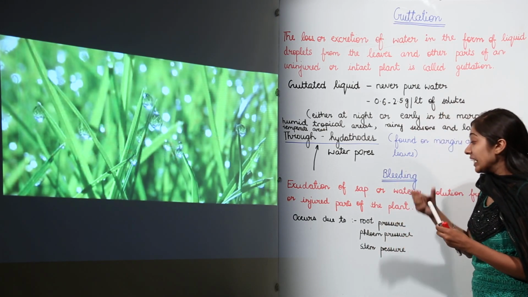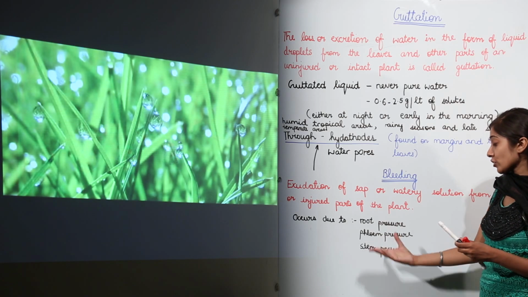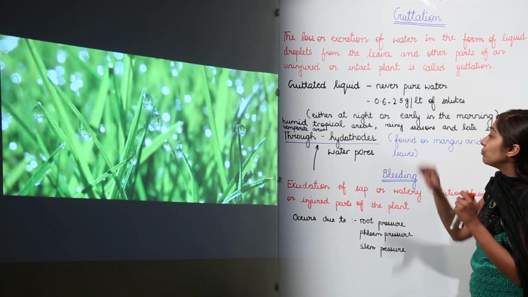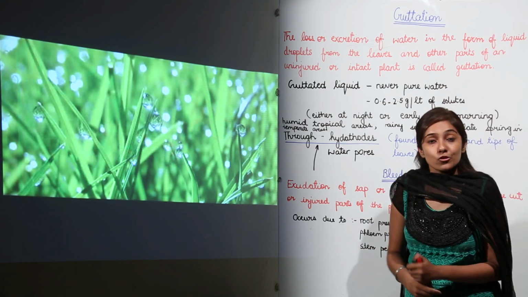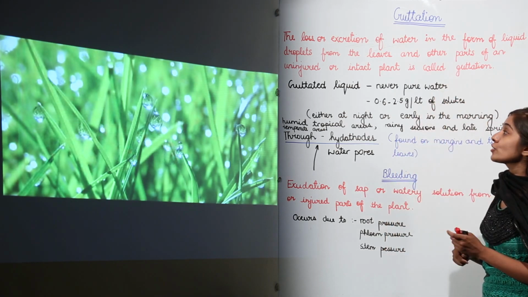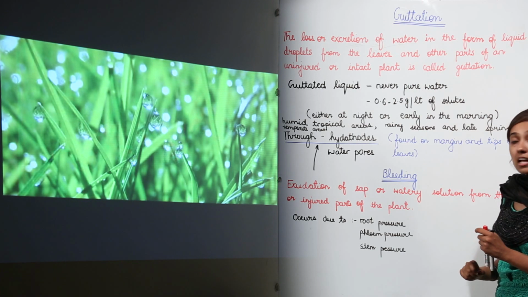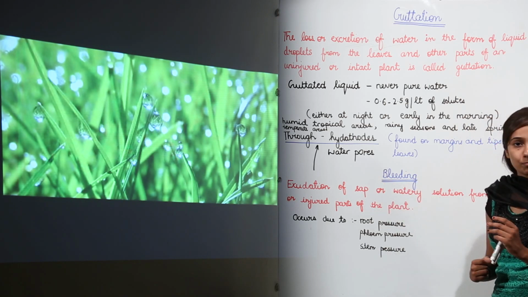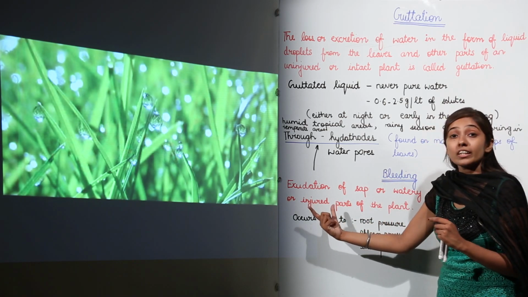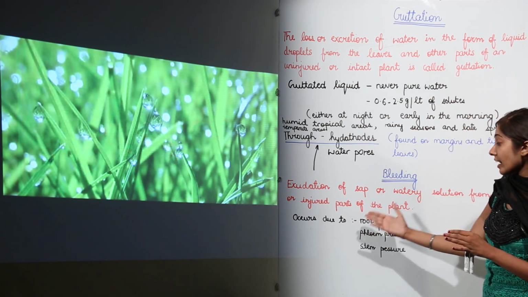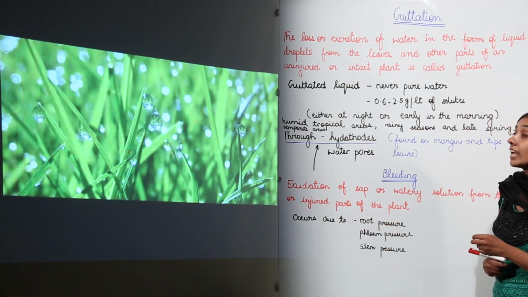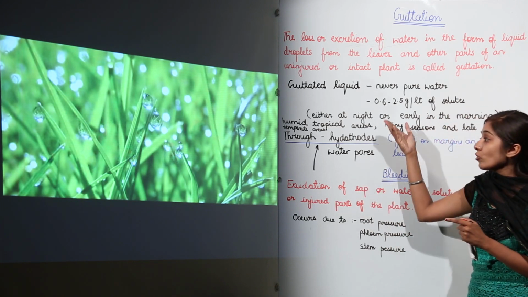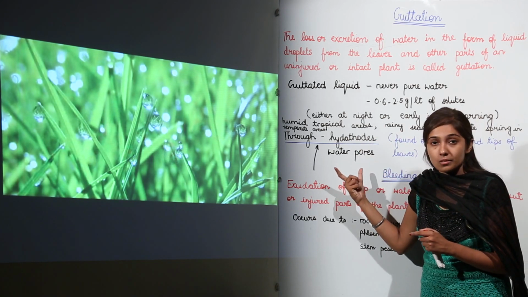In the same way, bleeding occurs due to root pressure, phloem pressure, or stem pressure, right? You can include xylem pressure in stem pressure. So this is how bleeding and guttation processes occur. Remember that guttation is from uninjured or intact plant parts, while bleeding is the exudation of sap or watery solution from the injured parts of the plant, and this occurs due to root pressure, phloem pressure, stem pressure, and guttation occurs due to positive xylem pressure, due to which the water is excreted out from the hydathodes, that is, the water pores, right?